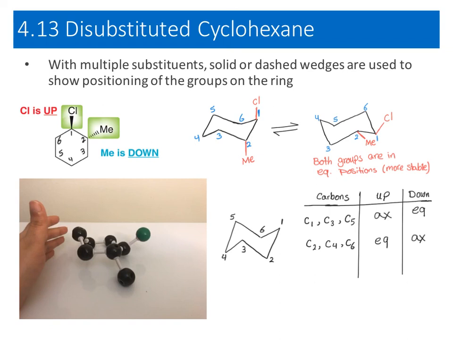So a good example here. This is carbon 1 and it is in wedge. I know that wedge means up. So for carbon 1, up is axial. For carbon 2, it is in dash. I know that dash means down. So for carbon 2, down is axial. So I can put it in the axial position.